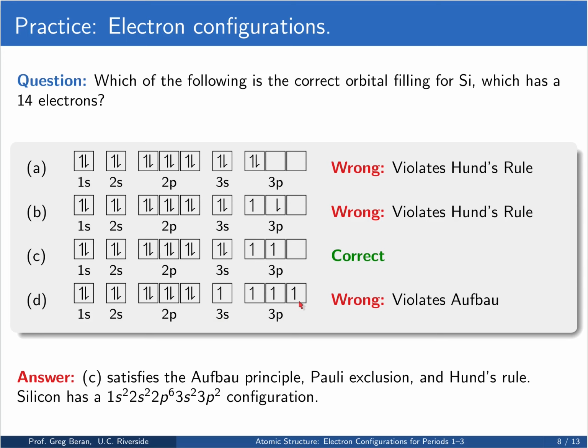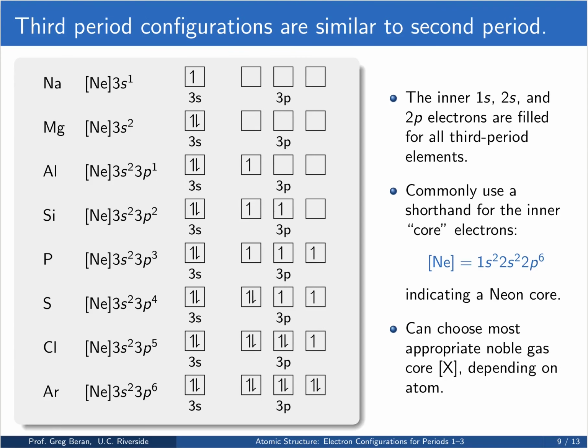The electron configurations in period 3, or the elements sodium through argon, are pretty much the same as those for period 2, except now we're filling the 3s and 3p orbitals instead of the 2s and 2p ones. For all these elements in the third period, the inner 1s, 2s, and 2p orbitals are completely full. As a shorthand, we often indicate this with this notation shown here, where we have neon indicated in square brackets, and that means we have a core of electrons involving a 1s2, 2s2, 2p6, which is the electron configuration of neon.